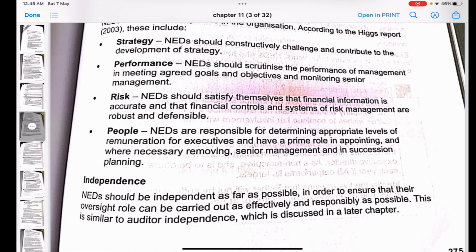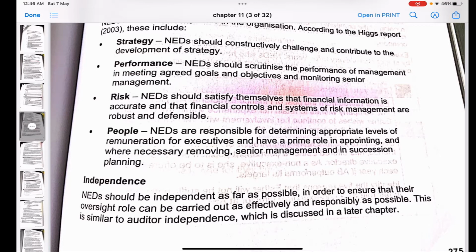And then we have people. NEDs are responsible for determining appropriate levels of remuneration for executives and have a prime role in appointing where necessary, removing senior management, and in succession planning. So people. When executive directors must be given some remuneration, the non-executive directors decide it. Also, where you need to, there are some people in the senior management you might want to hire or you might want to remove. All that is also taken care of by the non-executive directors.